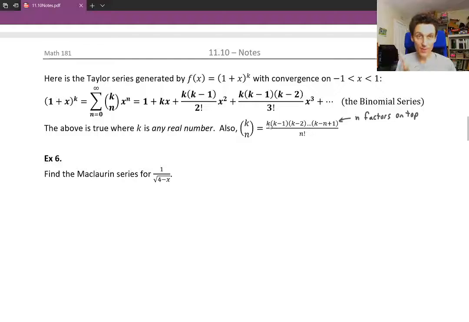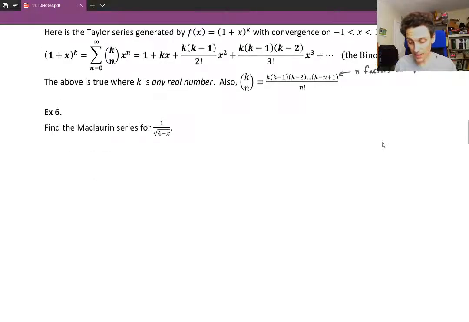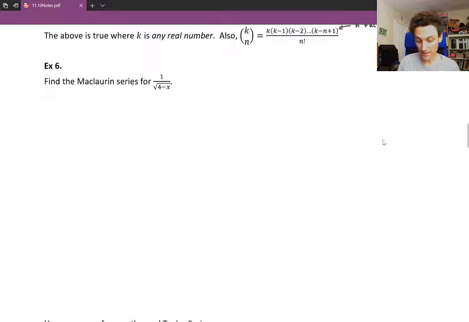So k is factor number 1, k minus 1 is factor number 2, and then k minus 2 is the third factor, all the way down to k minus n plus 1. That's the nth factor. So there are n factors on the top. Just like what we were saying, it matches like right here. 3 factorial, so we're going to have 3 factors on top here. All right, well, let's see how we use that for example 6.